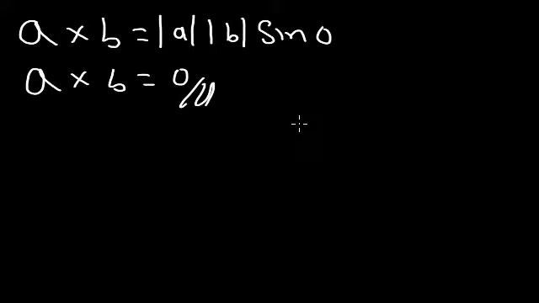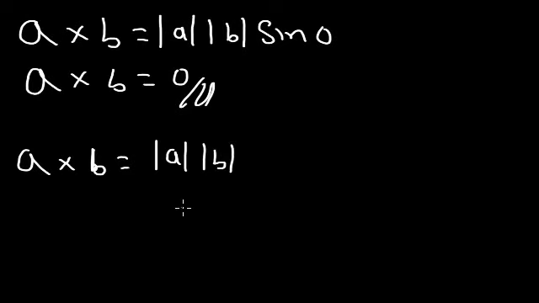Now, what if they are perpendicular to each other? When two vectors are perpendicular, the angle between them is 90. However, the sine of 90 is indeed equal to 1. So therefore, when two vectors are perpendicular to each other, then their cross product will be the product of the individual magnitude or modulus.